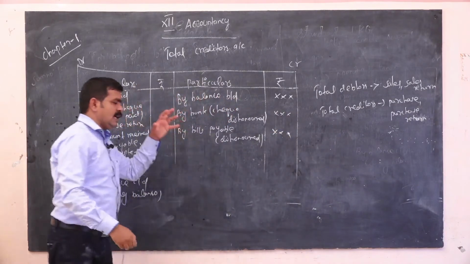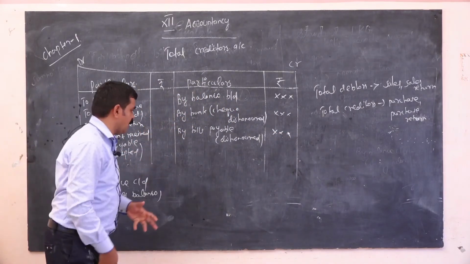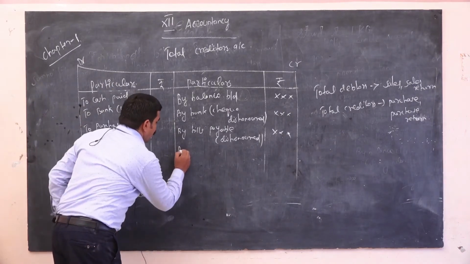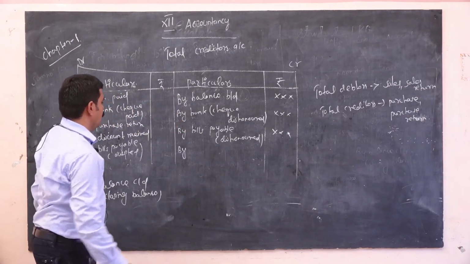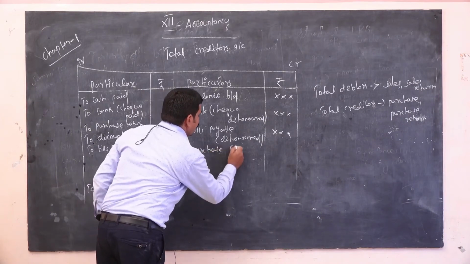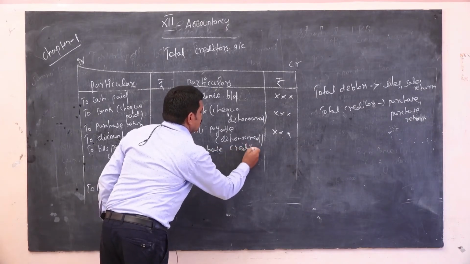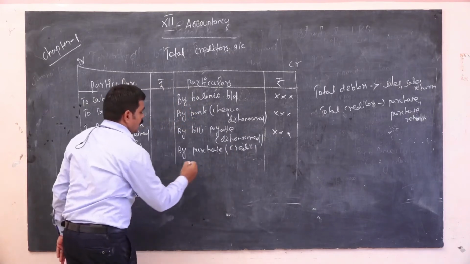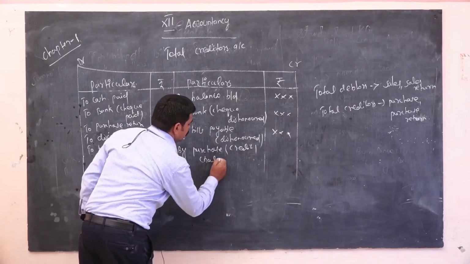Last, you have to balance the figure amount. Okay. So that is by purchase. That is called credit. That is the balancing amount.